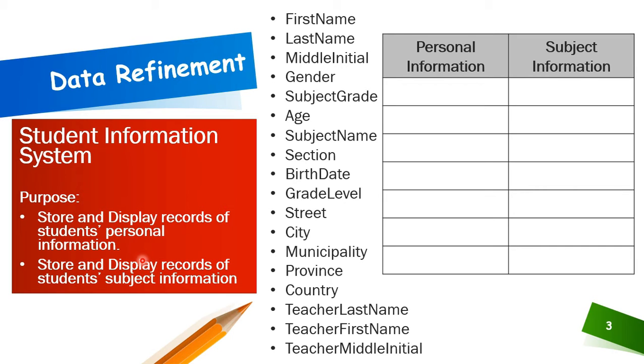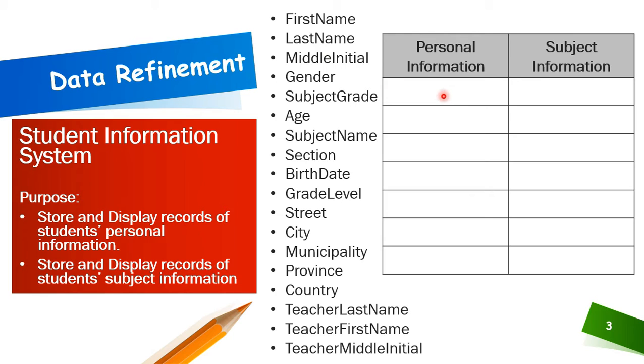What are we going to do next? We are going to assign the identified field names into their respective table. So, which ones belong to personal information? As a reminder, in assigning the different field names to the table, you need to always remember that the field name should pertain to this table.